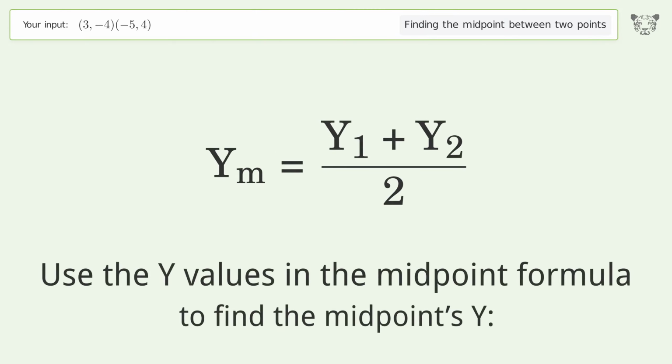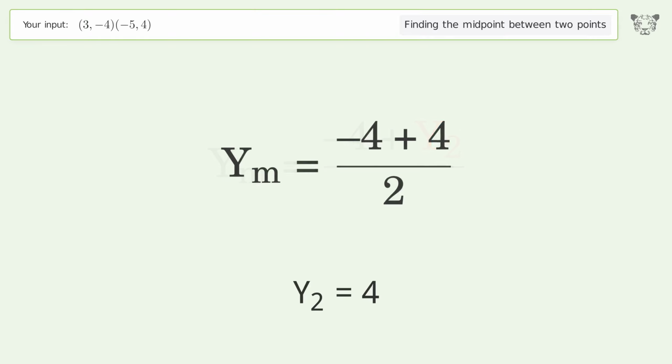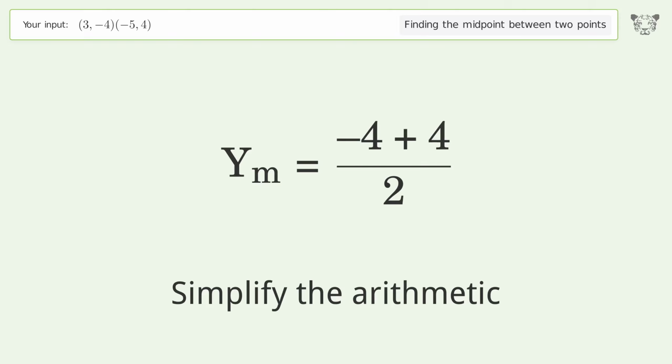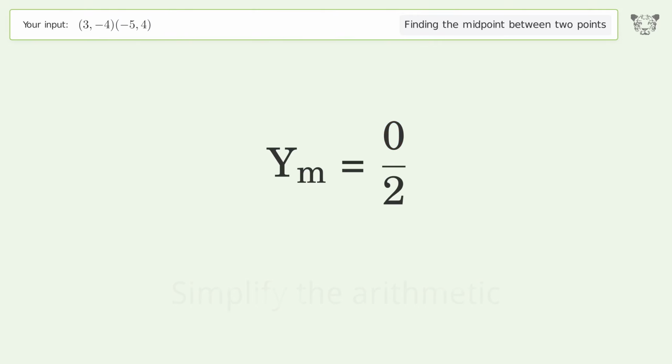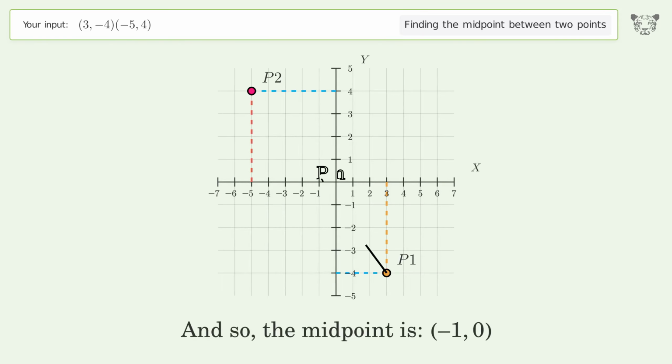Use the y values in the midpoint formula to find the midpoint's y. y1 equals -4. y2 equals 4. Simplify the arithmetic. And so, the midpoint is -1, 0.